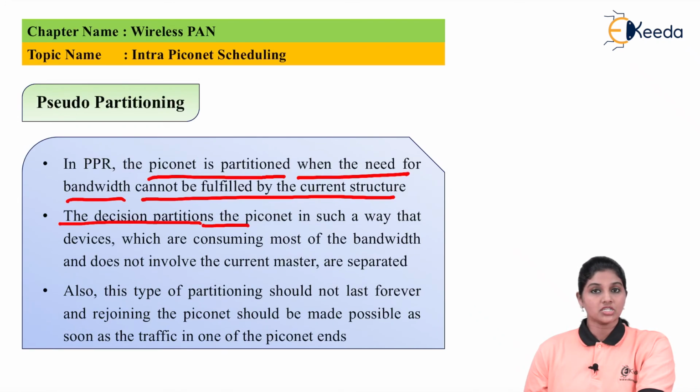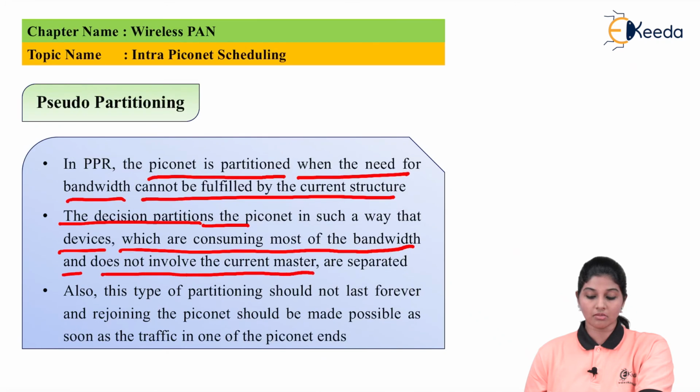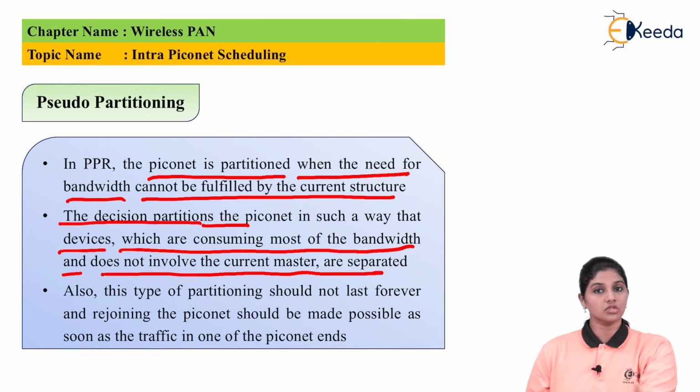The decision of partitioning the Piconet is taken in such a way that the devices which are consuming most of the bandwidth and are not involved with the current master are separated. So here the partitioning is done on the basis of how much involvement the device has in the communication. The devices which consume more bandwidth and the devices which are not involved in the communication are separated, and the partitioning of the Piconet is achieved.